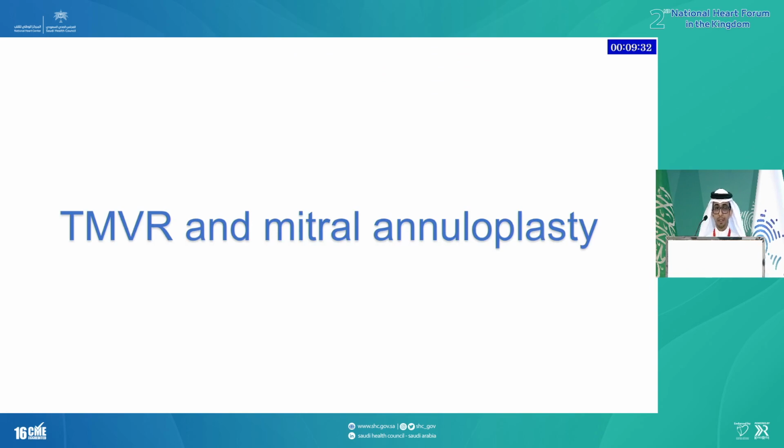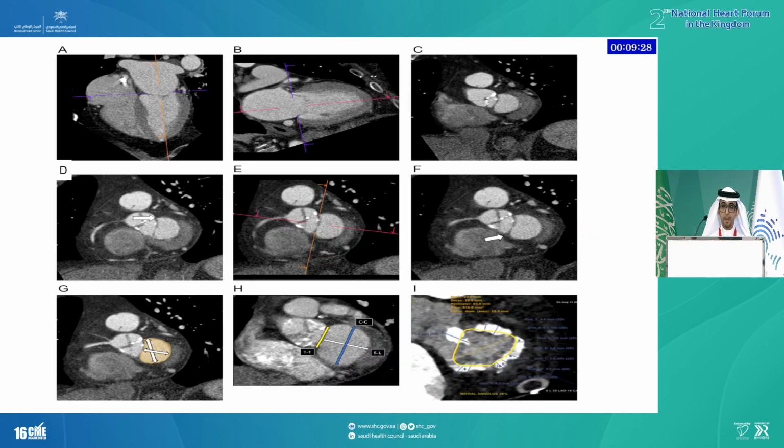For transcatheter mitral valve replacement, we usually use the D-shaped annulus to take the measurements for maximum and minimum diameter, for trigone to trigone, commissure to commissure, and septal to lateral. All of these are important to size your device, but more important than that is to predict the LVOT obstruction.